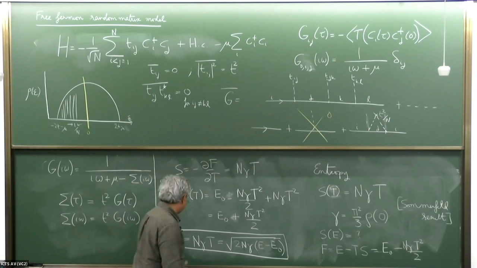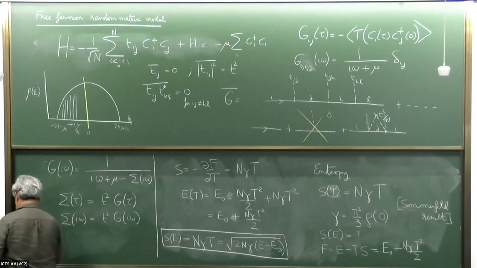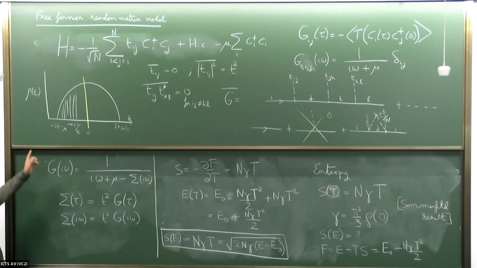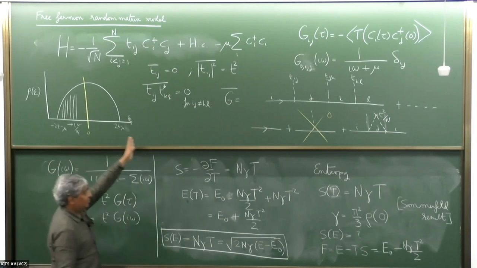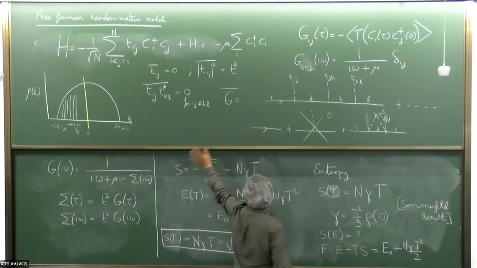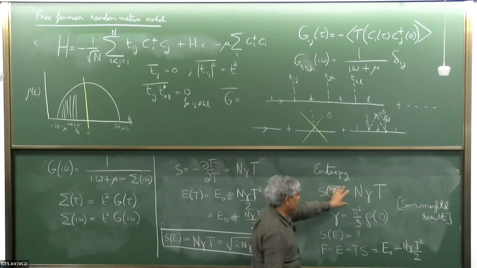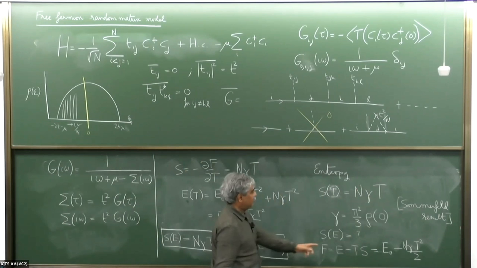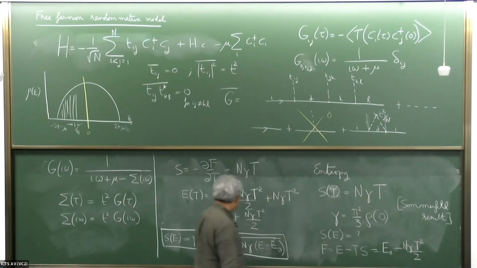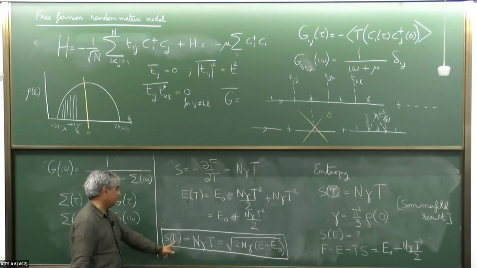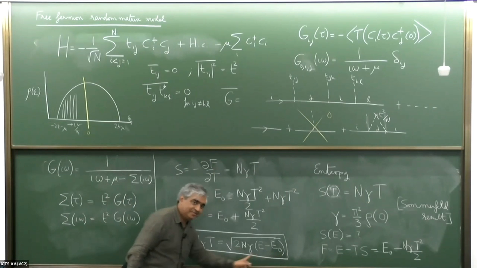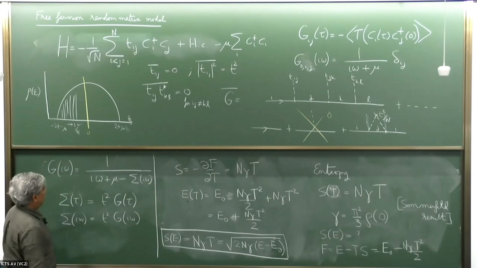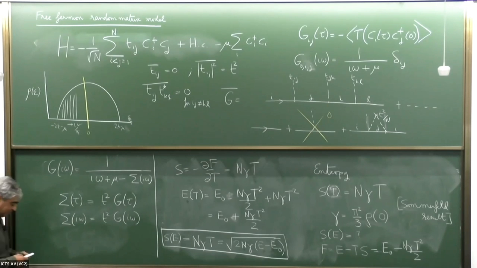Okay. All right, so those are the results I want of this rather simple problem. The fact that the density of states is finite at the Fermi level leads to an entropy linear in temperature, which vanishes as temperature goes to zero. And the entropy as a function of energy has this formula. Okay. So now I'm going to compute something unfamiliar in condensed matter physics, which is the many body density of states.